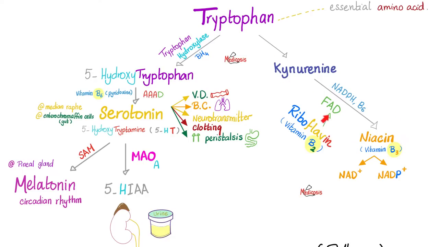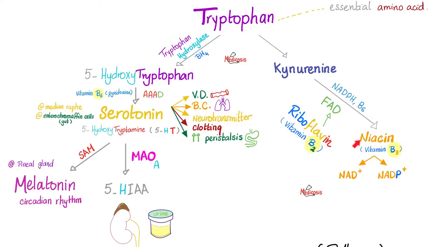And this requires FAD, which comes from vitamin B2, to give me niacin, which is vitamin B3. Which can give me NAD plus or NADP plus. Both of them are electron acceptors, of course. They can be reduced into NADH and NADPH, respectively.